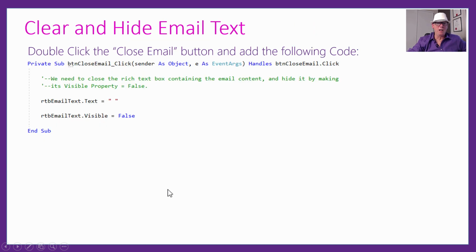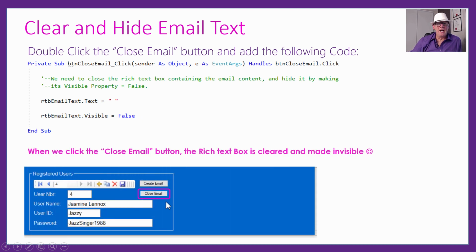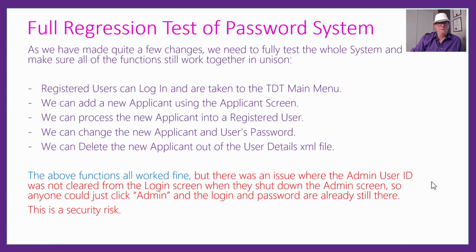So on the close email button, double click that, and it's just setting the rich text box back to nothing in it, and making it visible false, so it disappears off the screen. And when we check that out, it was there with the email. Click close email for Jasmine, bang, that email box and all of its contents is gone. So we've done a lot of changes there. Most of them were to the admin form.